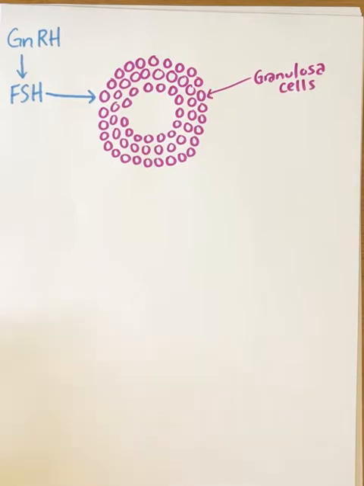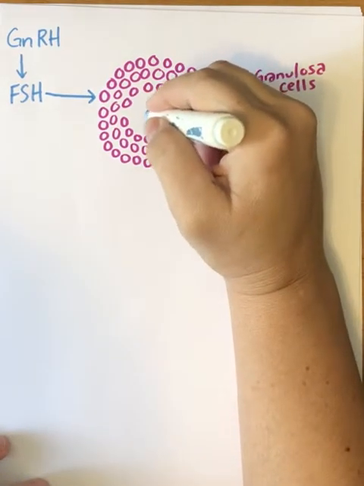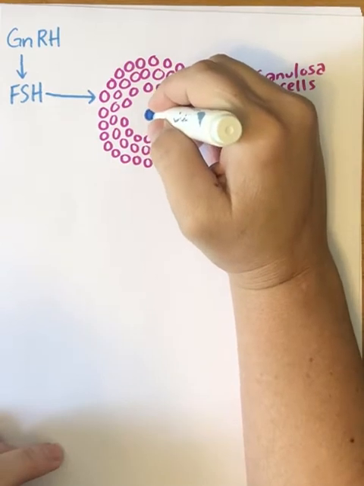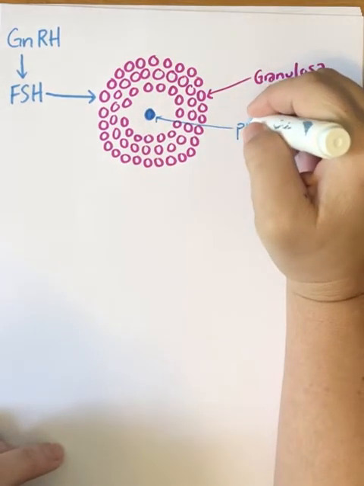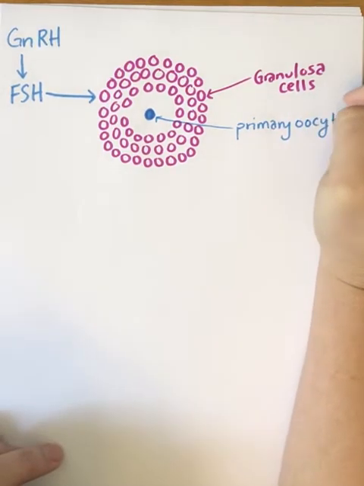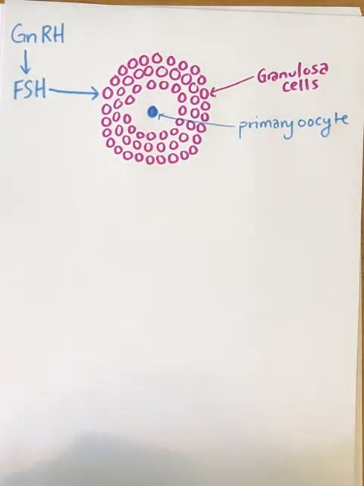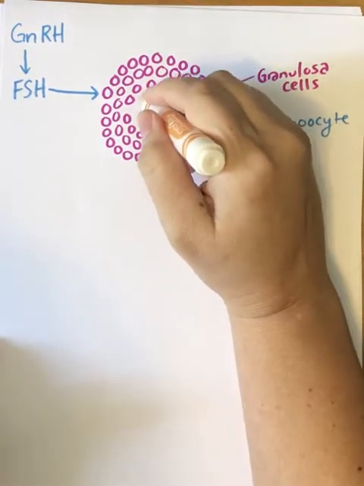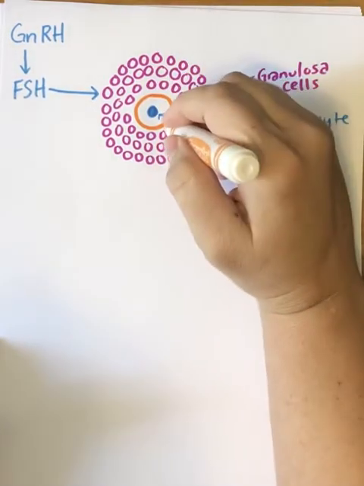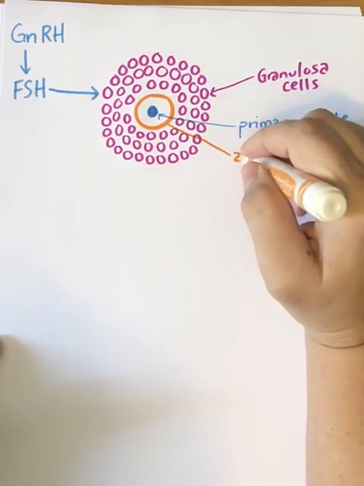Now, our primary oocyte is still there. That's still our primary oocyte. We still have our zona pellucida, which is the layer of glycoprotein. Remember, it is the layer of glycoprotein. So we can still say we have our zona pellucida.